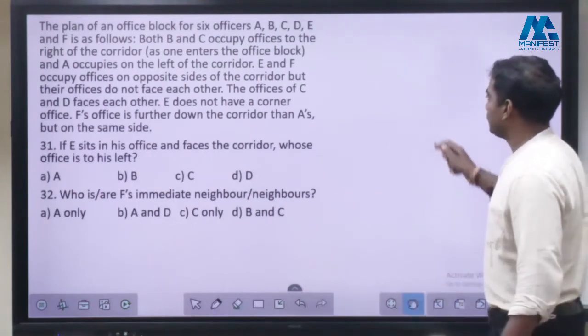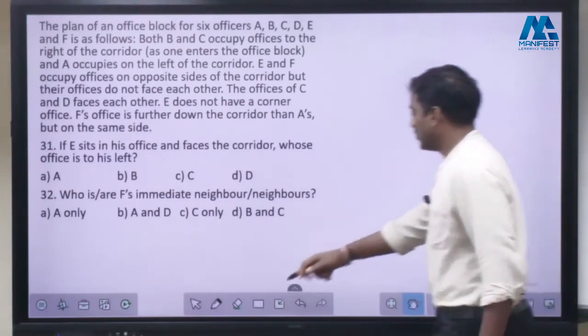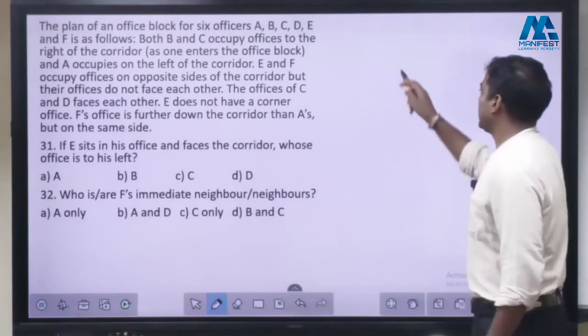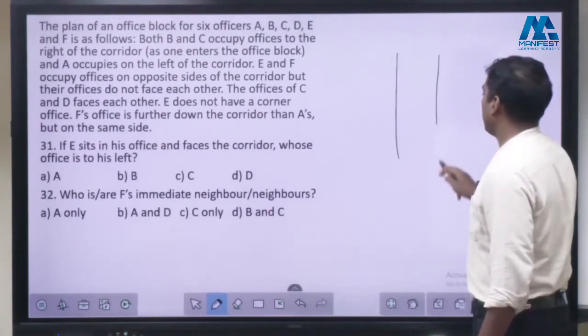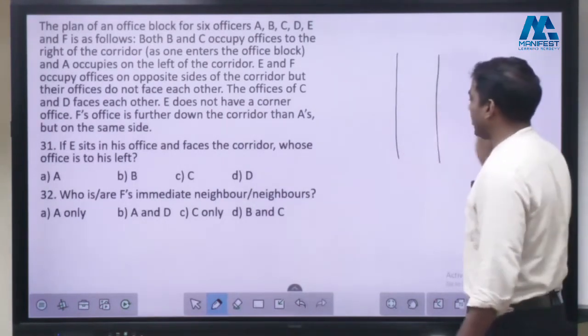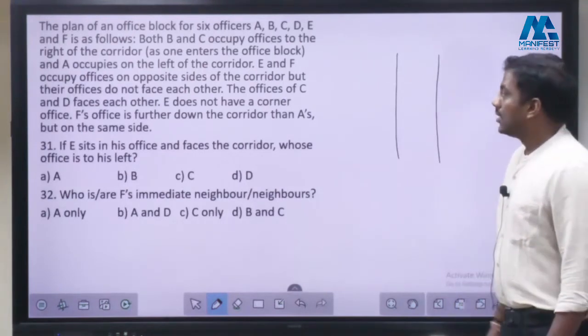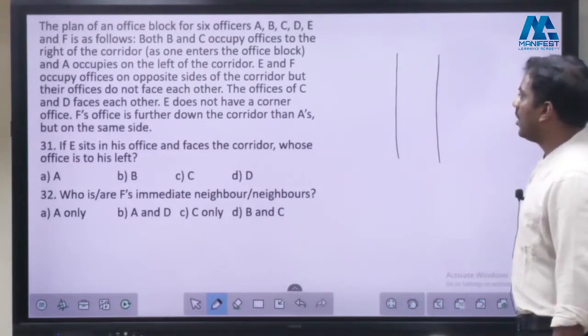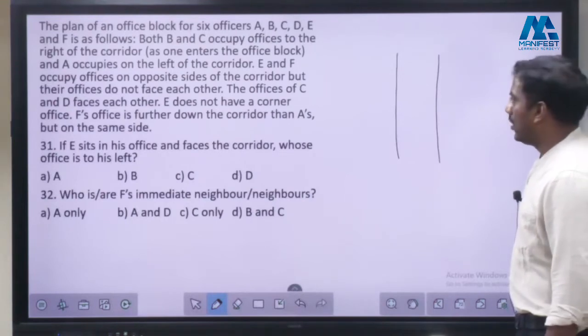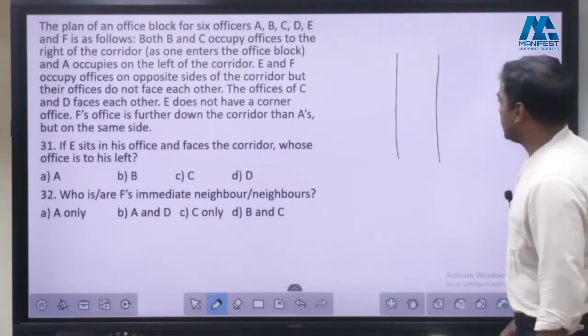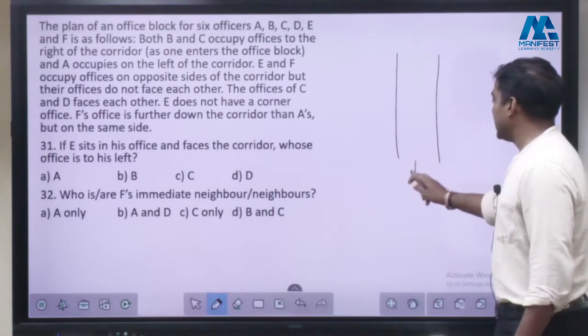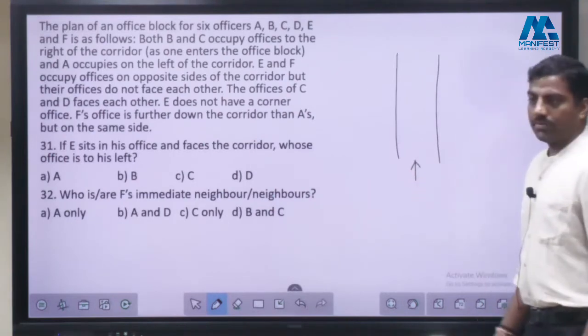So, let us take this as the corridor. And to the left of it and the right of it, we get the offices. Okay, fine. Now, both B and C occupy offices to the right of the corridor, as one enters the office block. Let us say this is the entry of the office block.